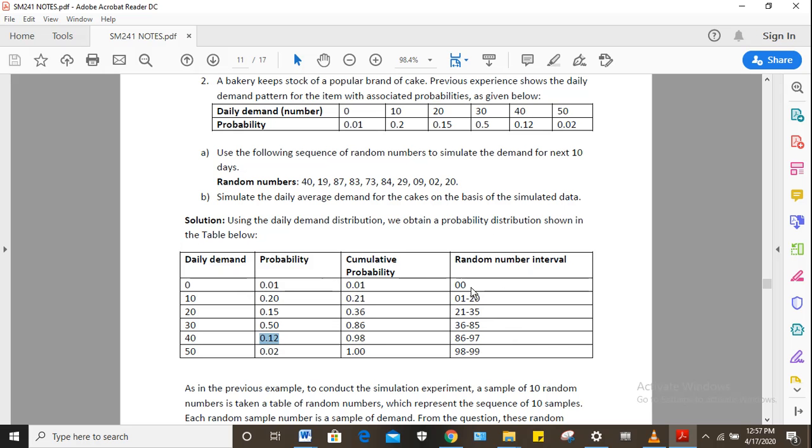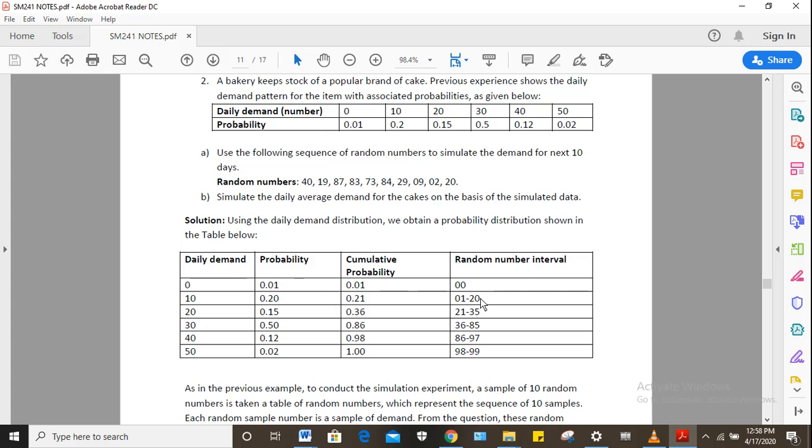So how do you get these random number intervals? What you simply do is, your next interval always starts at the next number after the upper limit of the last interval. Since in this one we only had one number, it could have been 00 to 00. Then you say 01, and you add 20 to get the upper limit. That's the second 20 numbers.